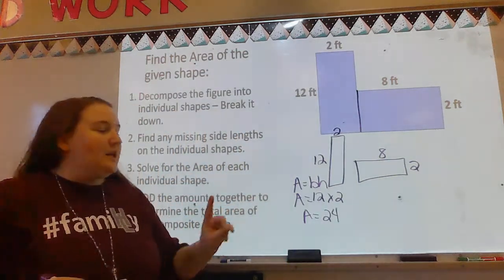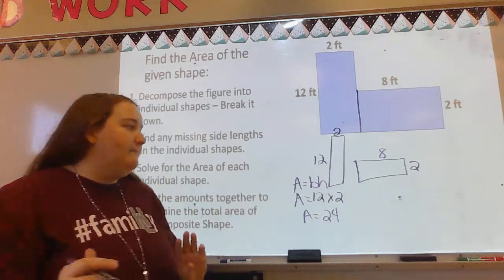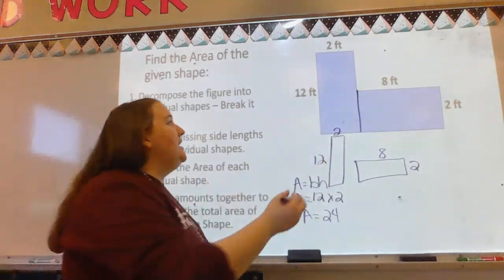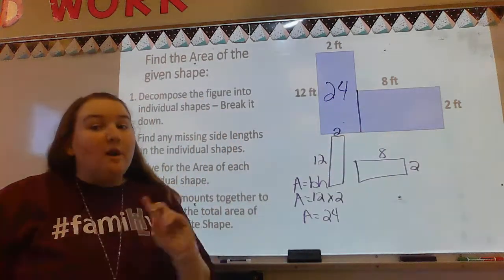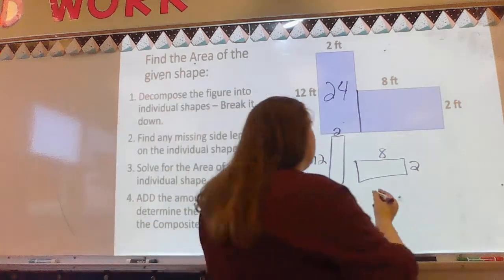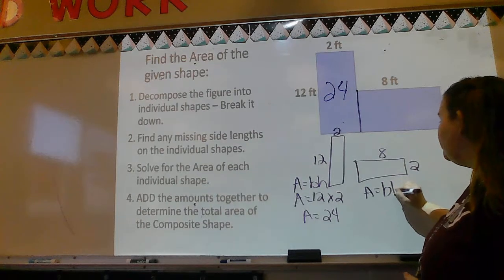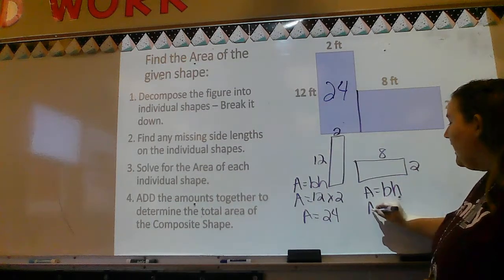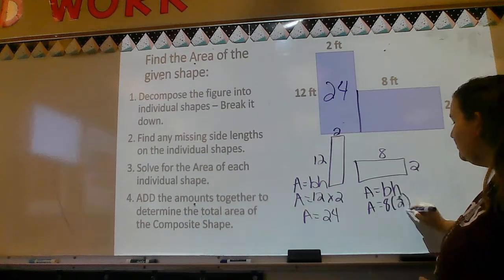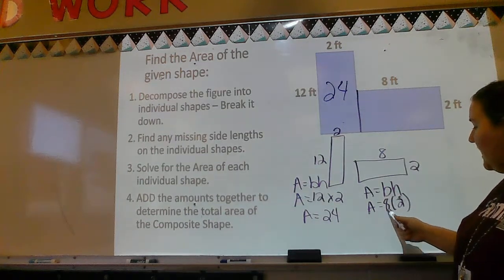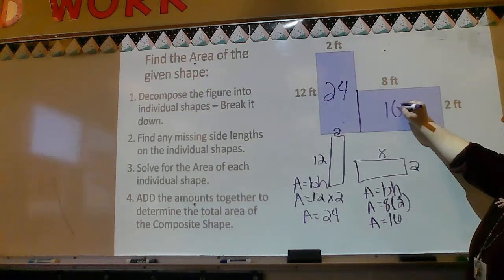I am a stickler for this. It always helps to write the formula first. That way you can go back and check it and you know you're not wrong, okay? Okay, so for this rectangle right here, we have 24 feet squared, okay? But that's just one of the rectangles. We also have to do the other, okay? So same thing. It's still a rectangle. The formula for a rectangle is still area equals base times height, okay? I rewrite it with my numbers. So base is 8. Height is 2, okay? Area equals 8 times 2. So area equals 16. So right here, this one is 16.